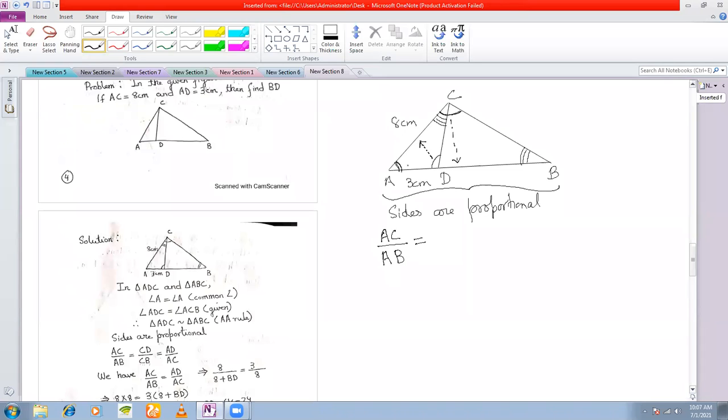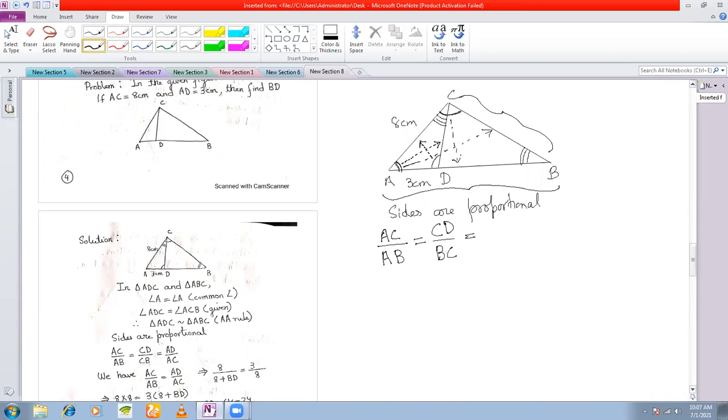Next, which is the next two equal angles? This angle here, opposite to this angle here is the side CD. We write CD divided by, and in the bigger triangle, opposite to this angle is which side? BC, right? This entire side BC.